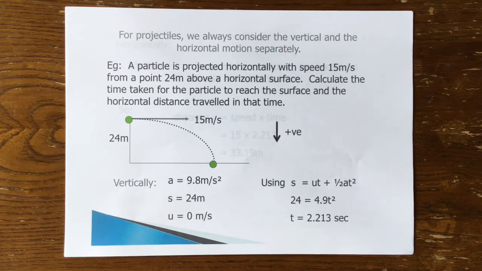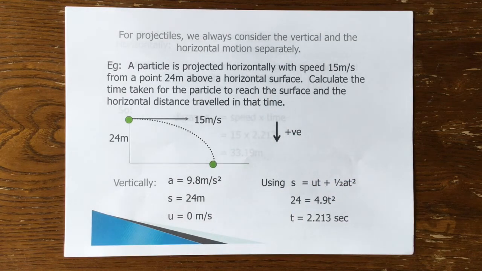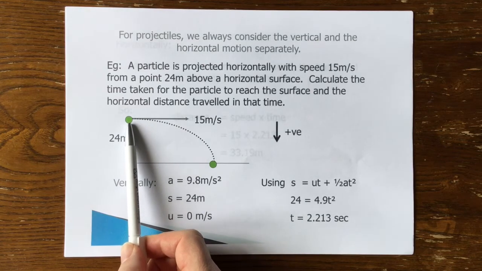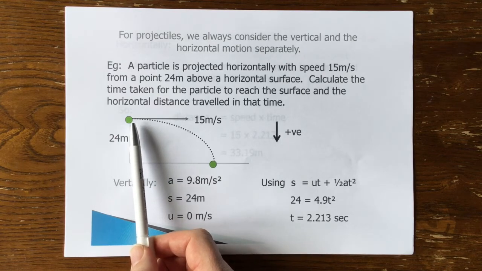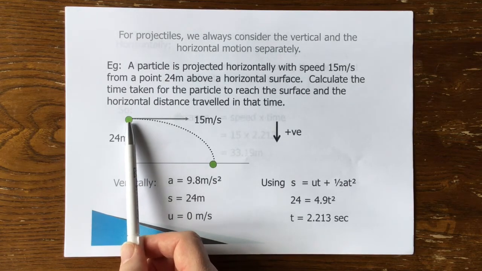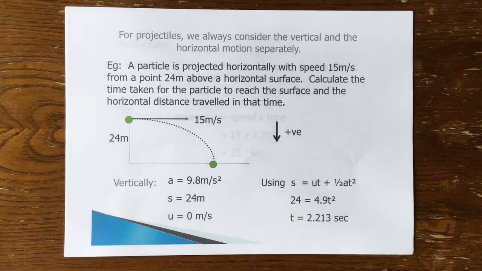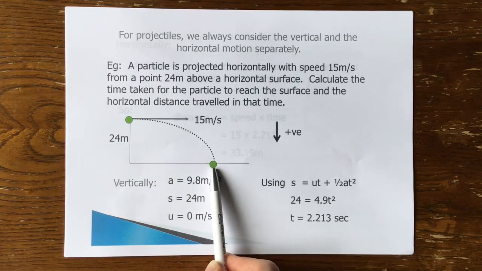So here's an example. A particle is projected horizontally with speed 15 meters per second from a point 24 meters above a horizontal surface. Calculate the time taken for the particle to reach the surface and the horizontal distance travelled in that time. Now you see what's going on here. Here's our particle, and if maybe it was called a package or a stone, we might model our stone as a particle, might be one of our modelling assumptions, but it's projected horizontally with a speed of 15 meters per second, and it's going to follow this path as it comes down and eventually hits the ground.